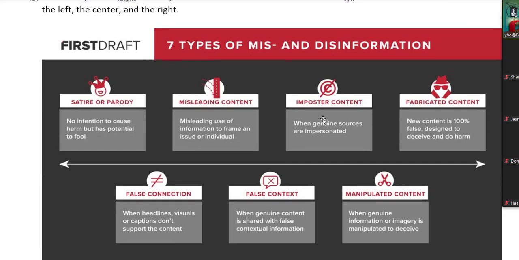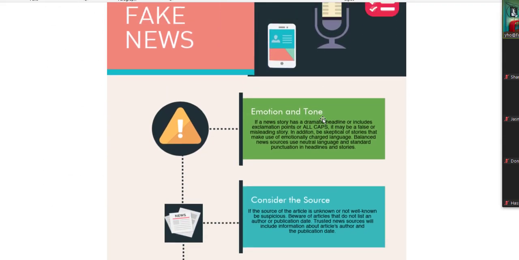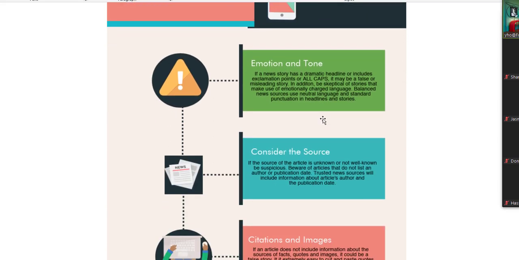And then these are 7 types of misinformation and disinformation, which we went over. And then I think I'm almost done. So how do you recognize fake news? Whenever the headline has too much emotion or tone. If a news story has a dramatic headline or includes exclamation points or all caps, it may be a false or misleading story. So be skeptical of stories that make use of emotionally charged language. Balanced news sources use neutral language and standard punctuation in headlines and stories.